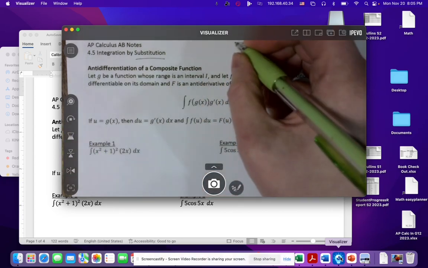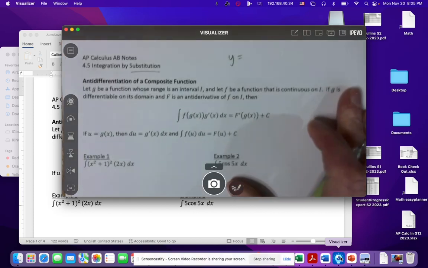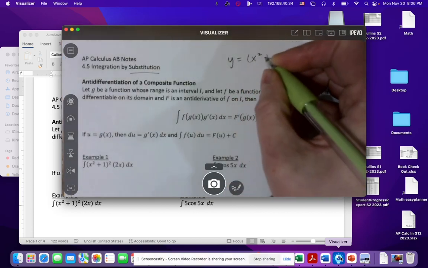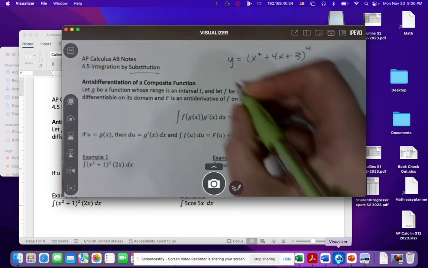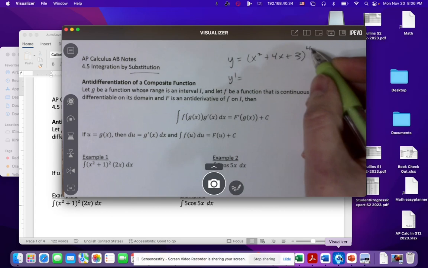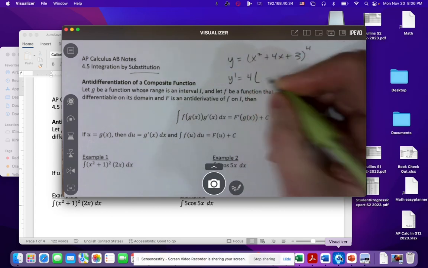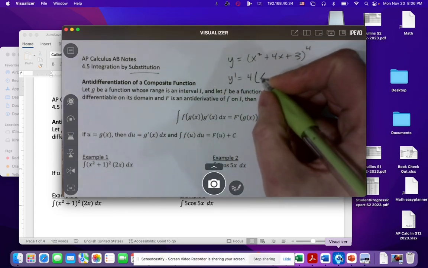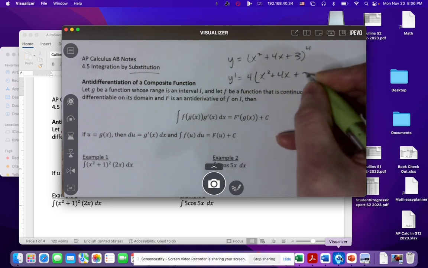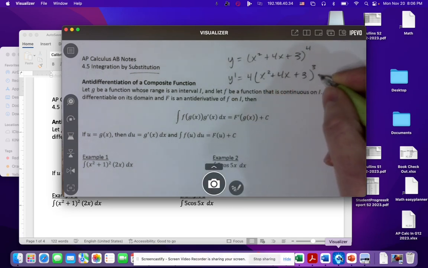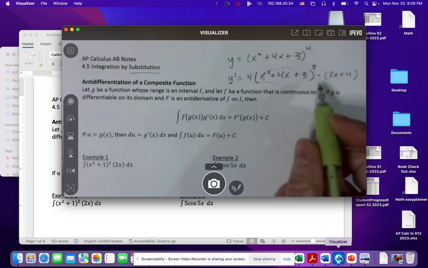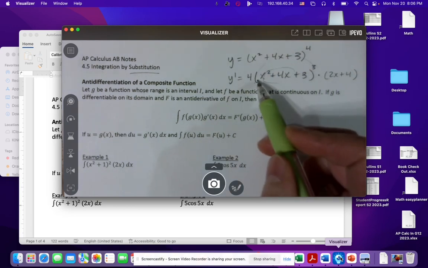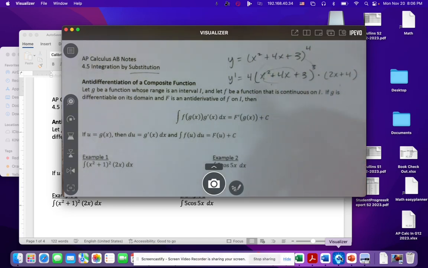So think about something like y equals the quantity x squared plus 4x plus 3, all raised to the fourth power. When I take a derivative, what I have to do is put the 4 in front. I am leaving my inside function alone, x squared plus 4x plus 3. This is chain rule. And I reduce my exponent, and then I multiply by the derivative of the inside function, which is going to be a 2x plus 4. So I have this outside function that I had to take a derivative of, and then I have to do a derivative of an inside function for chain rule.